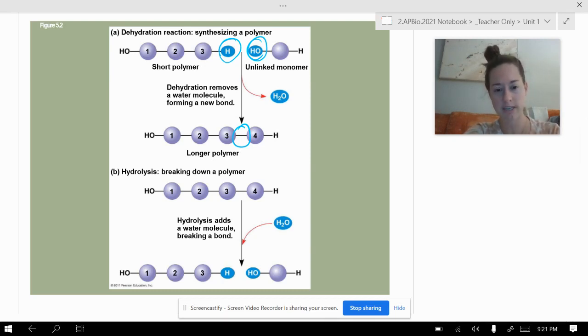In hydrolysis, the opposite happens. So a water comes up using its biological solvent skills. It ends up breaking apart the polymer into a monomer and a shorter polymer. So they're just opposites of one another. And then remember that dehydration synthesis also could be called condensation.